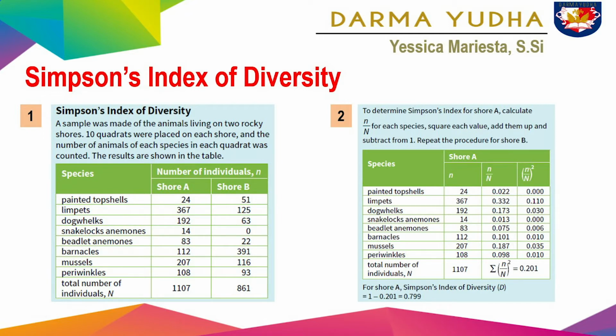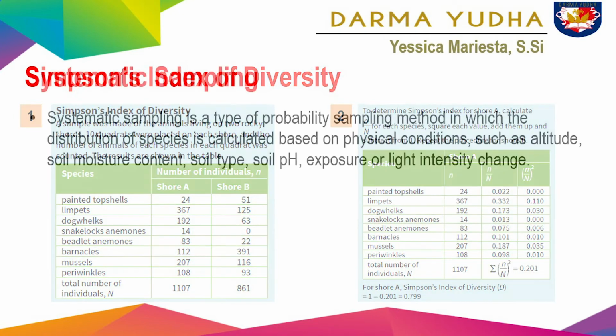So after that, you add them up, and the result for the add up for shore A is 0.201, and after that you subtract the result from 1. So 1 minus 0.201, and then you got the result. The Simpson index of diversity for shore A is 0.799, and then for shore B, you just need to repeat the procedures.